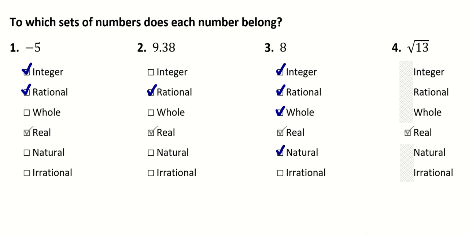In fact, one comment I could make is, if a number is natural, then it's automatically also in the whole number set, and automatically in the integer set, and automatically in the rational number set, because the natural number set is included in all of those other sets. And then square root of 13, the only set that this belongs to, other than real of course, is irrational.